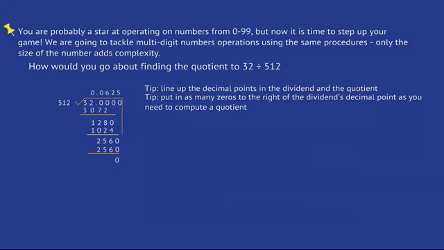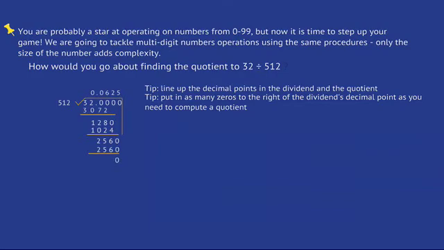You are probably a star at operating on numbers from 0 to 99, but now it is time to step up your game. We're going to tackle multi-digit number operations using the same procedures, only the size of the number adds complexity. How would you go about finding the quotient of 32 divided by 512?